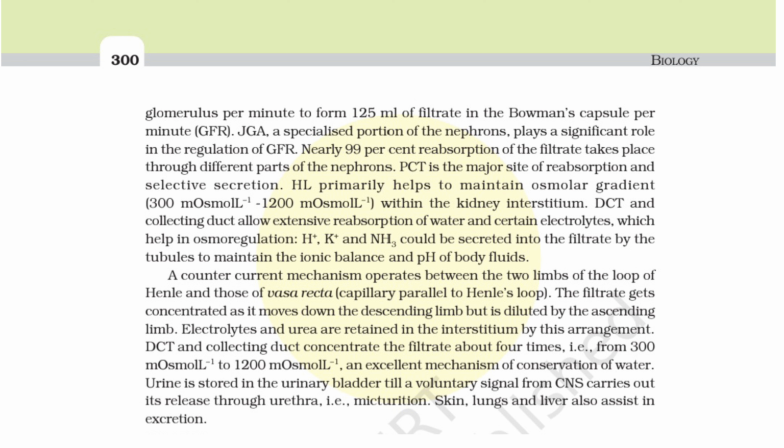conservation of water. Urine is stored in the urinary bladder till a voluntary signal from the CNS carries out its release through the urethra, that is, micturition. Skin, lungs, and liver also help in excretion.